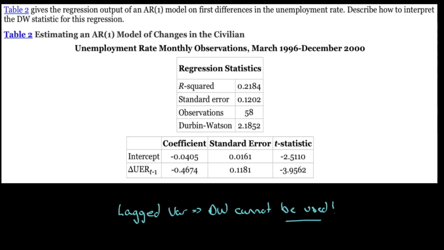All right, this is question 5. Table 2 gives the regression output of an AR(1) model on the first differences in the unemployment rate. Describe how to interpret the DW statistic for this regression.